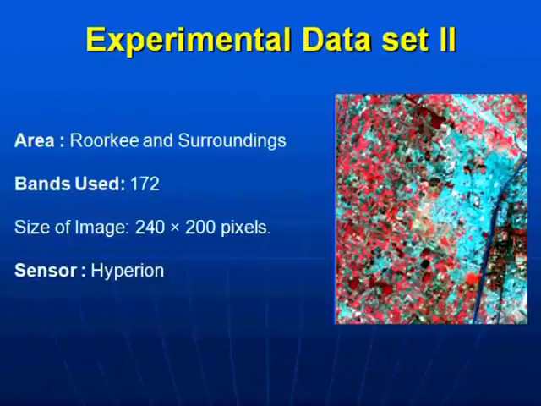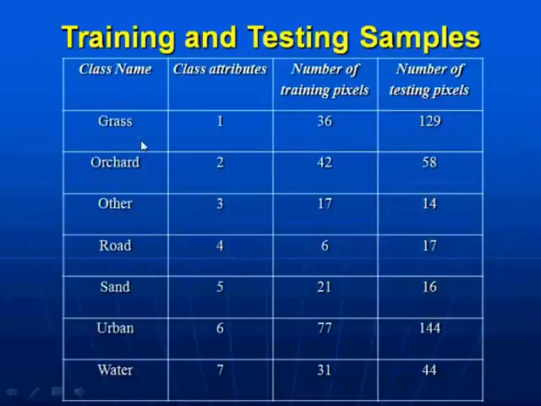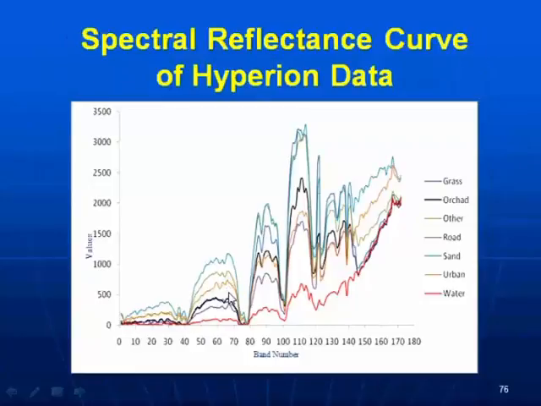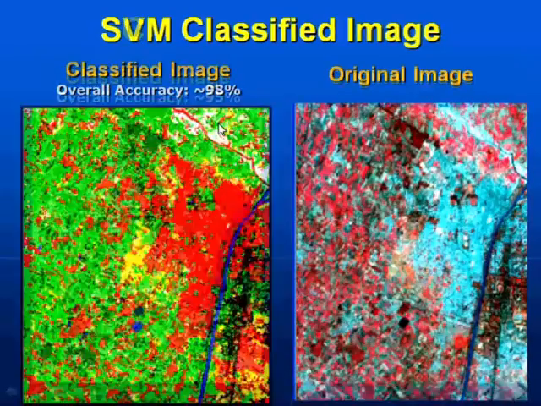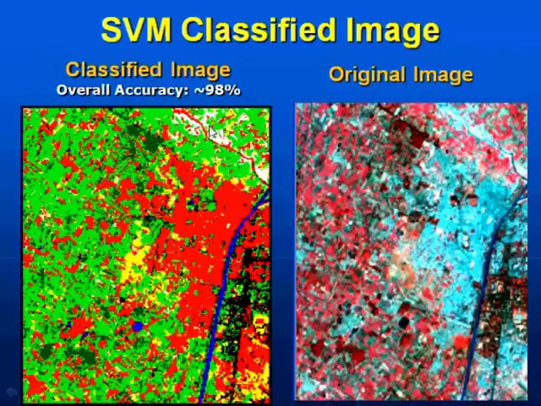Then we also applied this on a satellite-based Hyperion image of the Roorkee area and surroundings. The total number of bands used was 172 with an image size of 240 by 200 pixels, and there were 7 classes which were mapped. But as you can see here, unlike the previous data set, the classes seem to be separable. When the classes are separable, perhaps a statistical classifier may be equally good, and that is what happened. This is the SCM or spectral correlation mapper classified image, which gave me an accuracy of 95%, and SVM further improved upon that accuracy, which came out to be 98%.